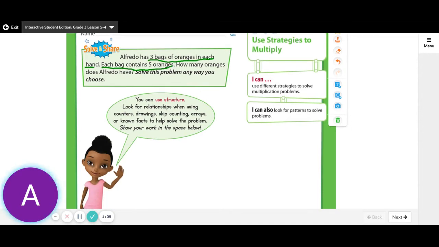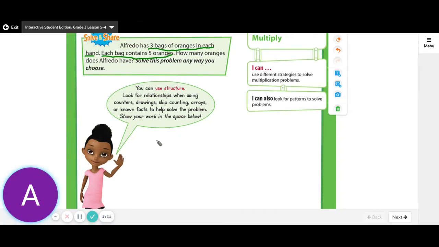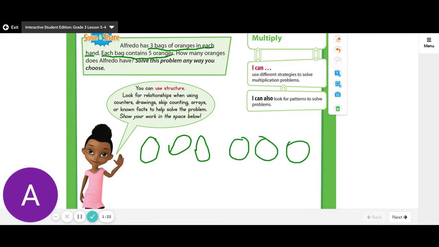So let's look back at the top. Alfredo has 3 bags of oranges in each hand. I know he has 2 hands, so I know he has 1, 2, 3 bags of oranges in one hand, and then 1, 2, 3 bags of oranges in another hand. And then I look back at the problem to check each bag contains 5 oranges. So I'm going to write 5 for each of these bags.